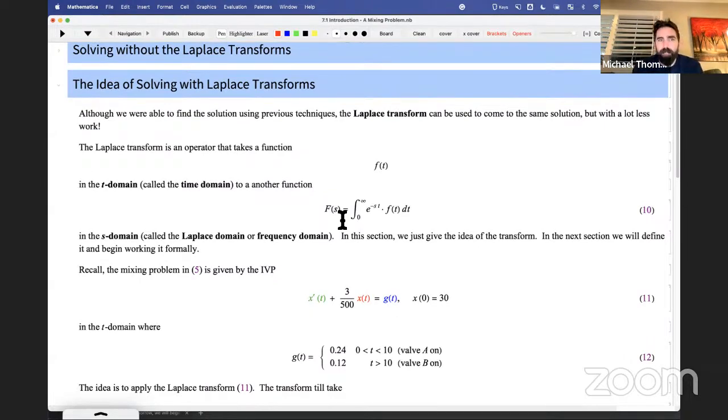All right, so first the idea. The idea with the transform is you take a function in the time domain and you transform it into another function in the S domain. Okay, so you're going to take little f of t and you're going to transform it into another function, capital F. The capital F is designating that you have applied the transform, but you'll also notice that we start in the t domain and we end in the S domain. Now, as far as what it is, we're going to formally define it in the next section, but I'll give it to you right now. That's what it is.